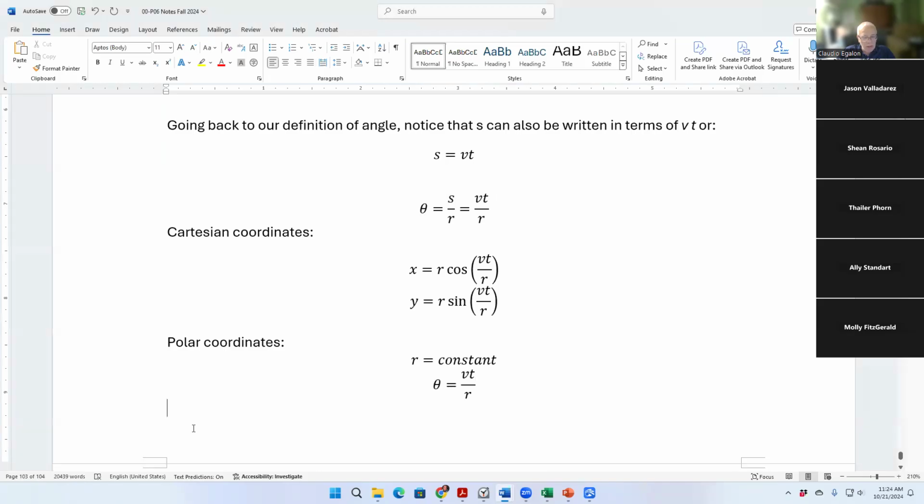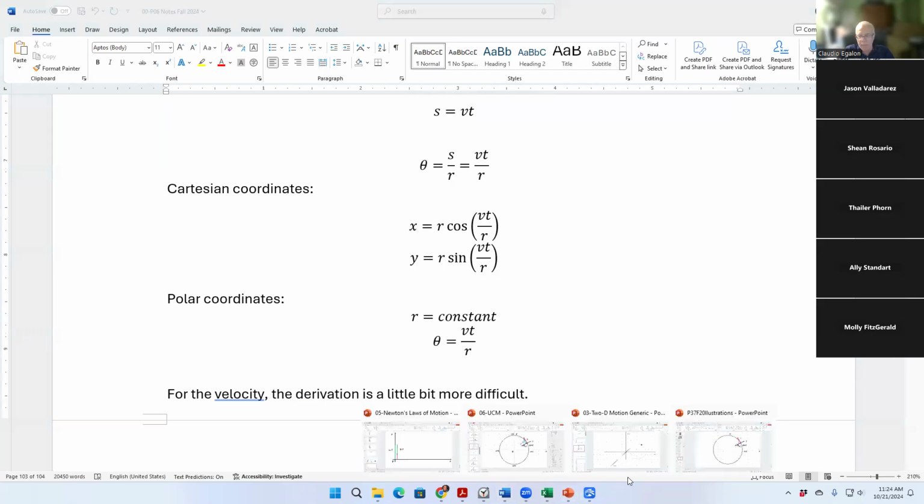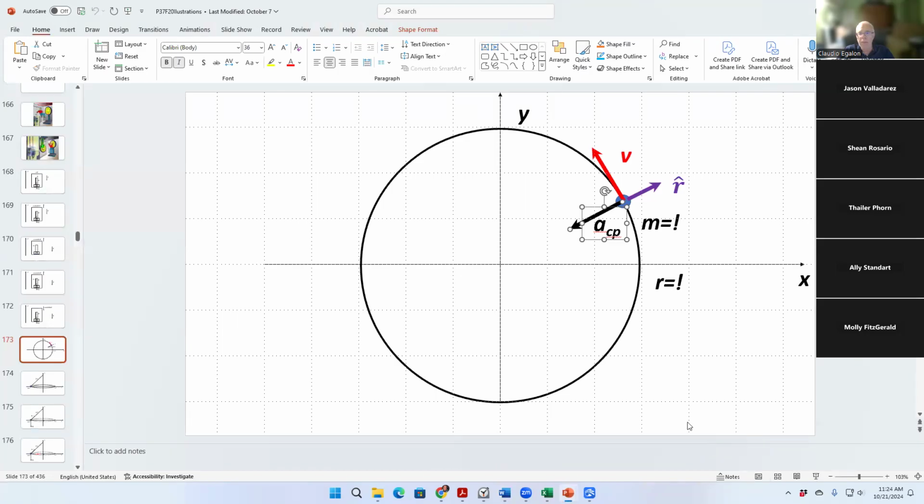Okay, for the velocity, the derivation is a little bit more difficult. Going back to the drawing board, here's my drawing board. I'm going to isolate my velocity vector so you don't get distracted by anything else.